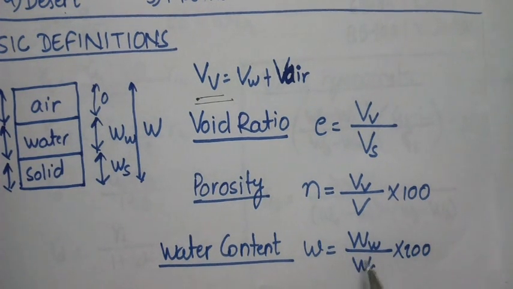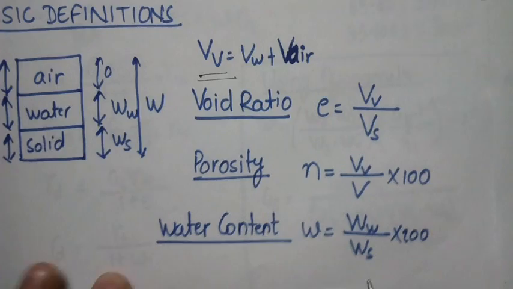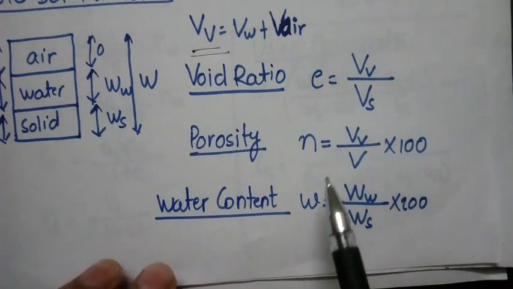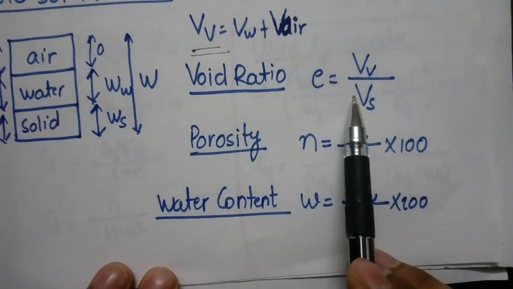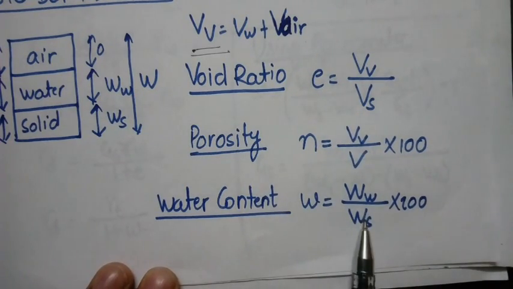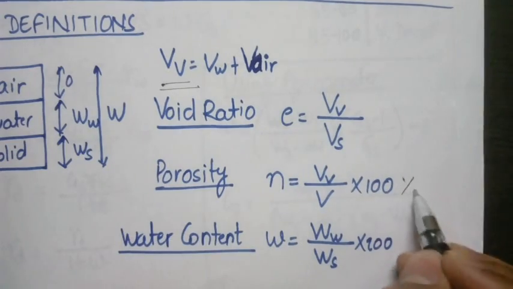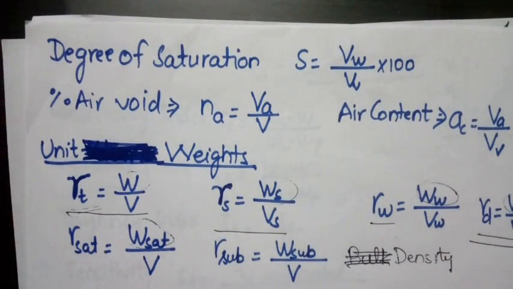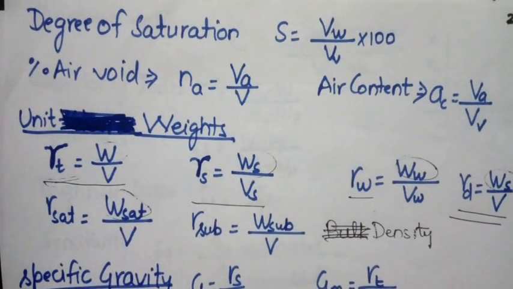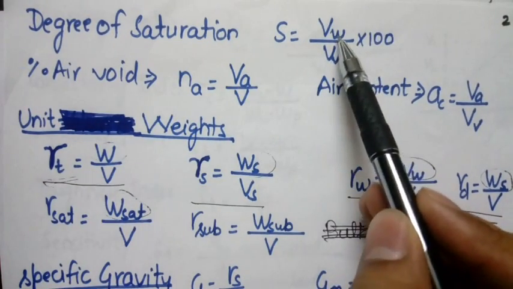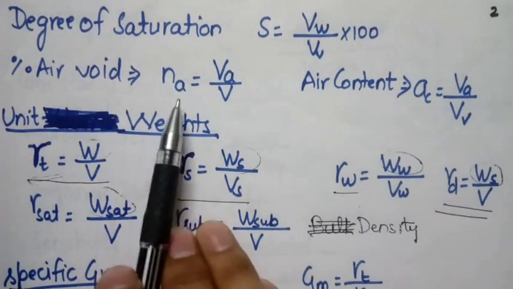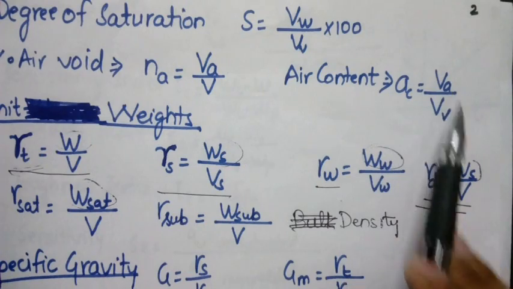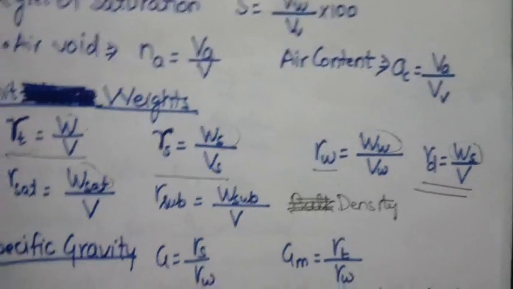Water content is ratio of weight of water to weight of solid. One thing we have to keep in mind here, that is void ratio is the ratio and rest other features are the percentage. Okay. Moving on to our next definition, that is degree of saturation. It is ratio of volume of water to volume of void. Percentage air void, that is volume of air upon total volume. Air content, that is volume of air upon volume of void.